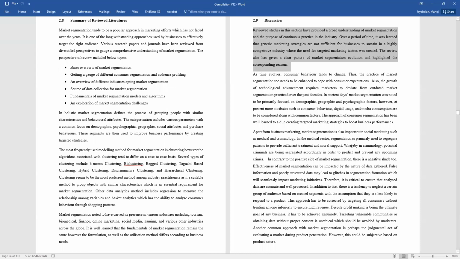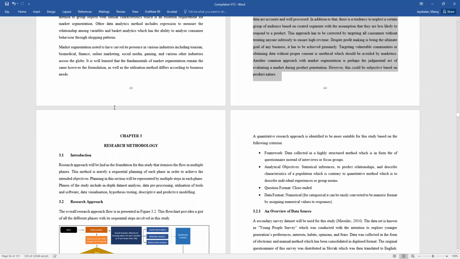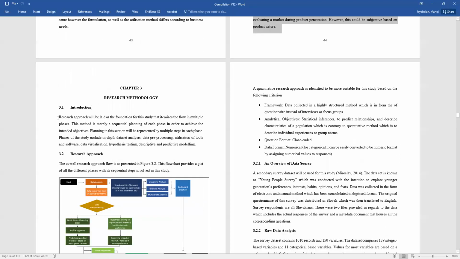And when you read this and try to map it with your objectives, you can see that in this entire part, there will be the problems which she has identified in the existing literature. And these problems are being solved in her objectives. Okay, so this is the research methodology. You can see the introduction. It's not too lengthy, but it's clear.